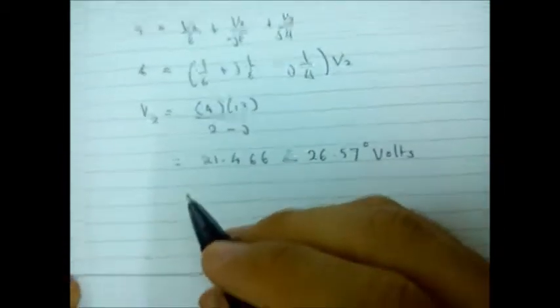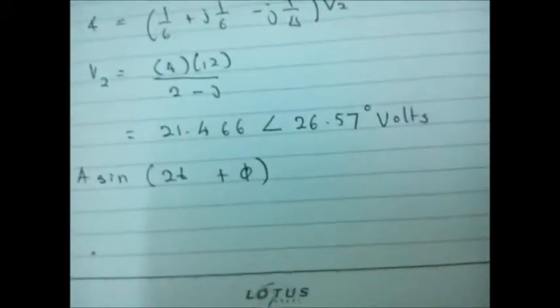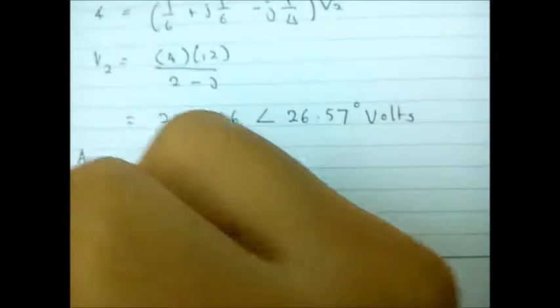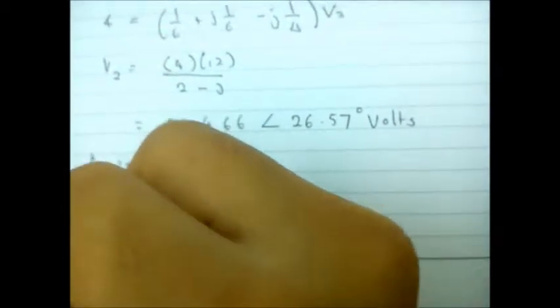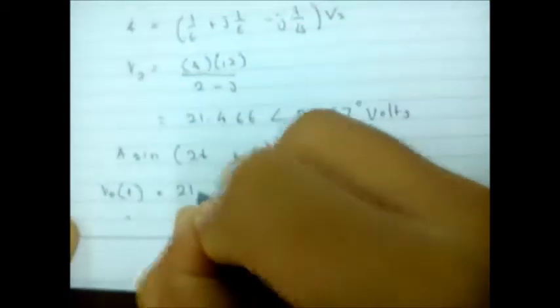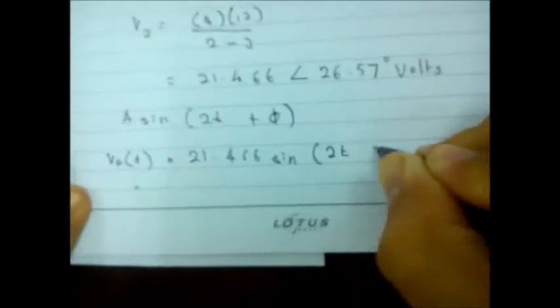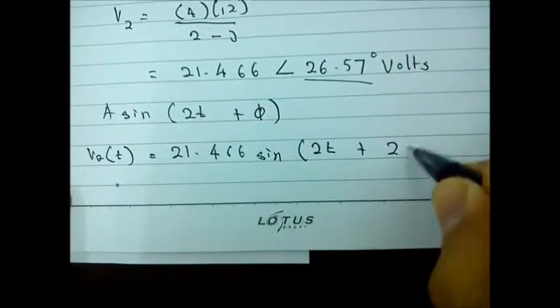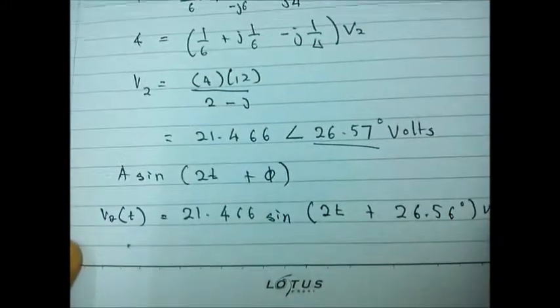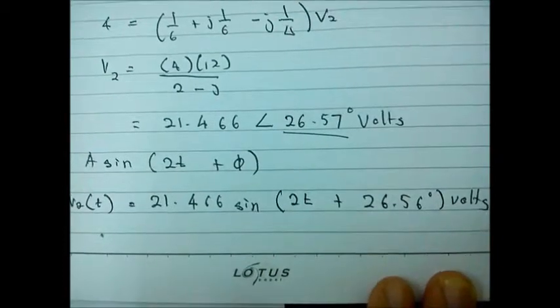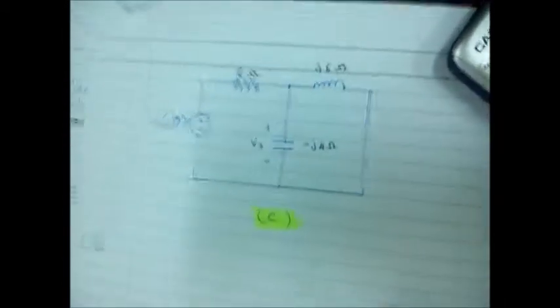Then we refer to the formula A sine 2t plus phase angle, the formula for a sinusoid, and just substitute the value: V2(t) equals 21.466 sine of bracket 2t plus the phase angle that we got here, 26.56 degrees volt. This is the formula for V2(t).